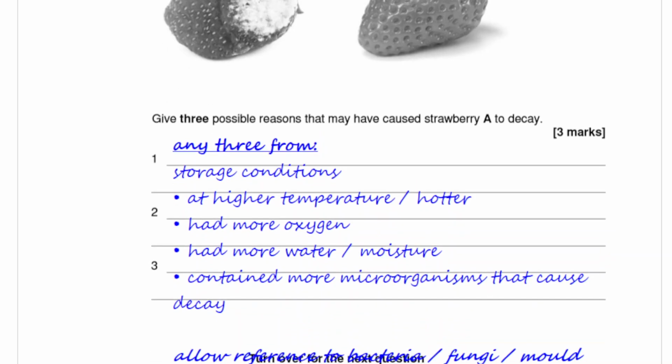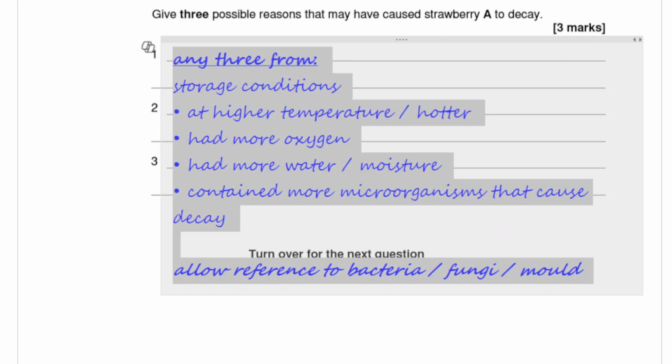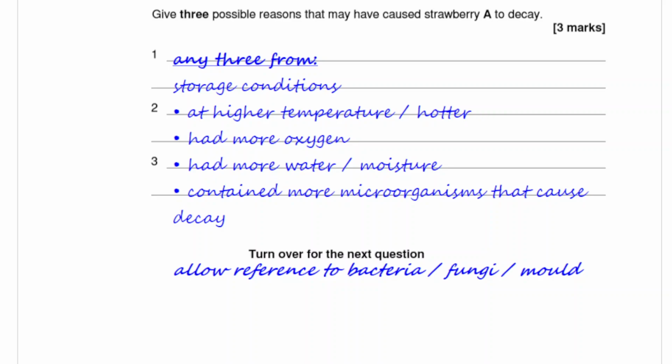They all have to do with the storage condition. Strawberry A was stored at higher temperature or it was hotter, had more oxygen or had more water or moisture, or contained more microorganisms that cause decay. You could, instead of microorganisms, say bacteria, fungi, or mold.